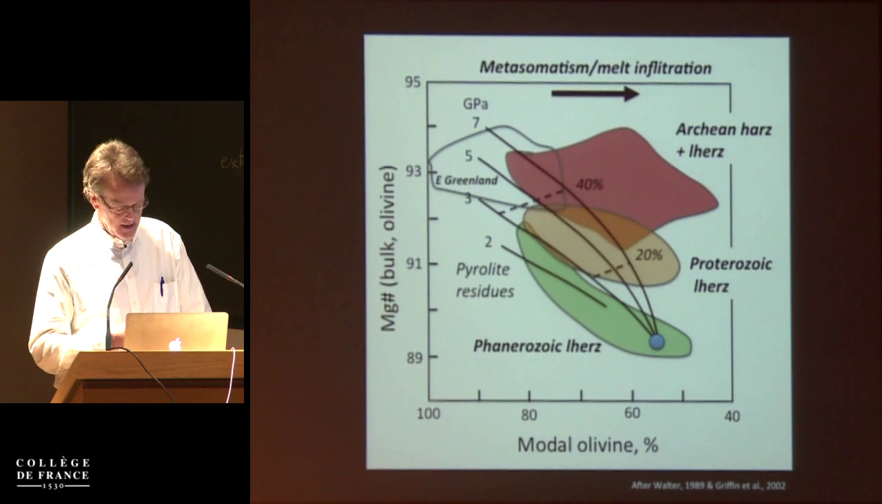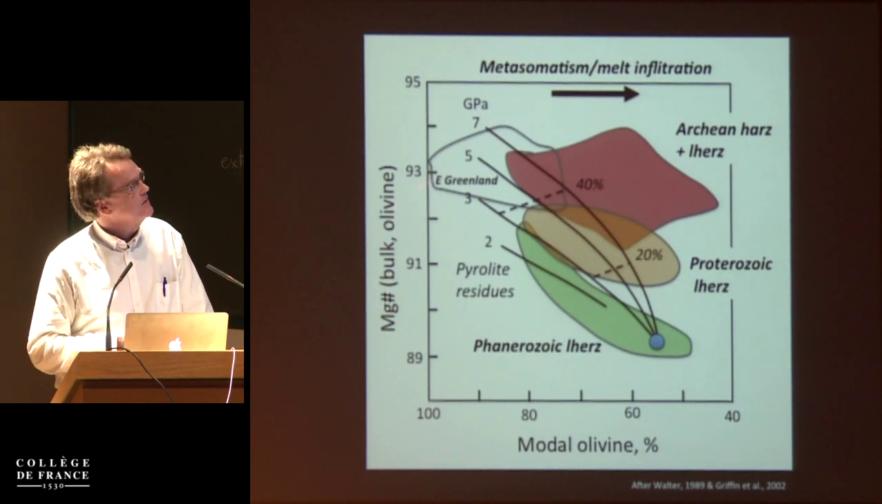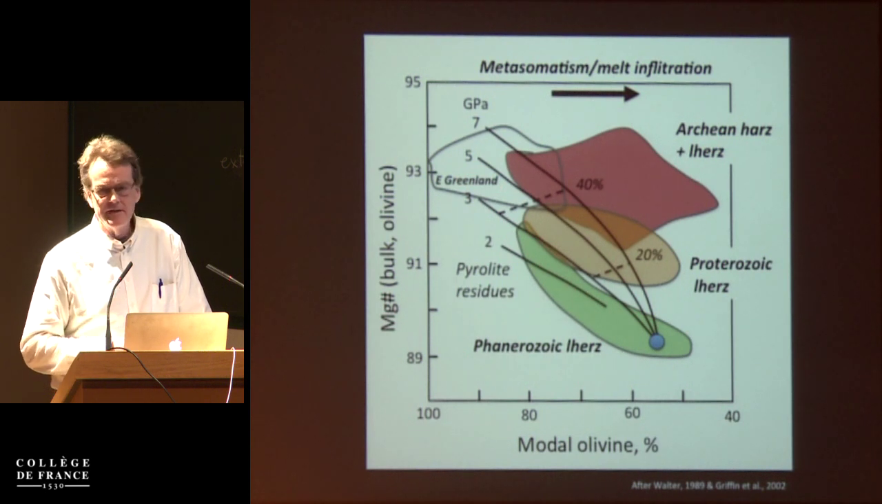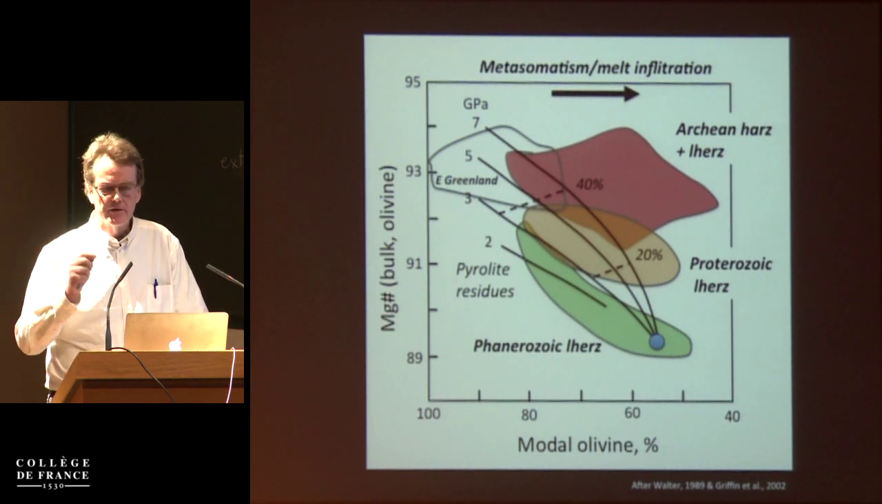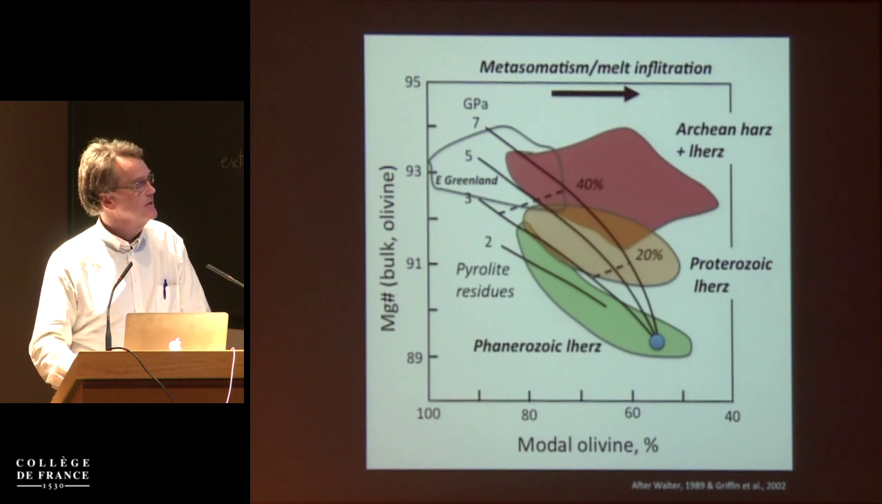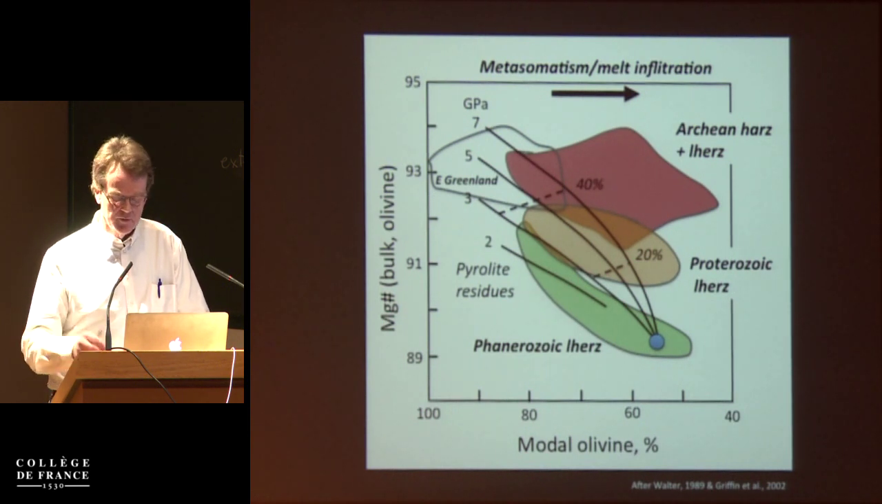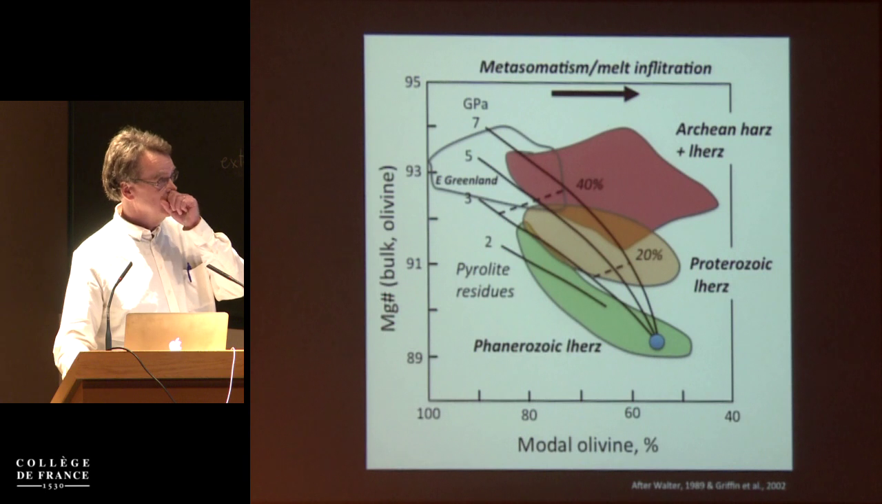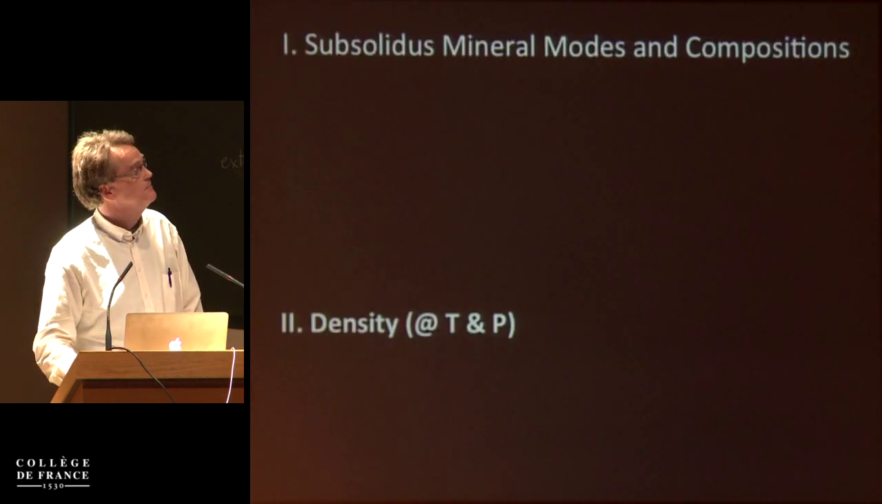So to get back to this, one of the problems with just using mg number to calculate density is that when you get into the Kaapvaal suite, for very similar mg numbers you have a very different modal mineralogy, and that's going to greatly affect the density relations that you're calculating. So you need a much more sophisticated way to calculate these densities.